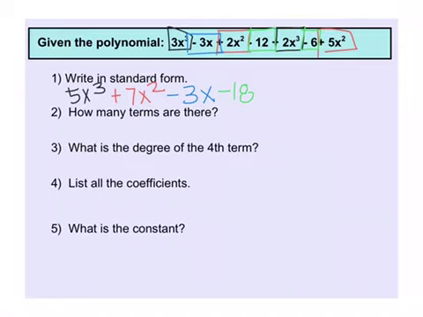Well, again, a term is split up between addition and subtraction. So there are 1, 2, 3, 4 terms. The degree of the fourth term, well, 1, 2, 3, 4, my negative 18 is my fourth term. Remember, the degree, if there's nothing there, is an imaginary 1, so I have a degree of 1. List your coefficients. Coefficients are the numbers in front of the variables. So I have a 5, 7, and negative 3. But that negative 18 doesn't have a variable, so that is how I know that's my constant.